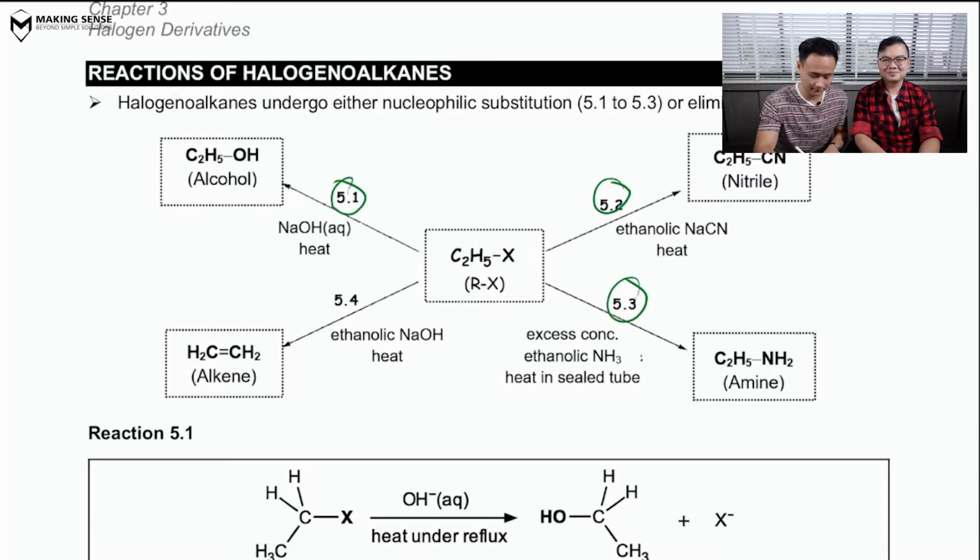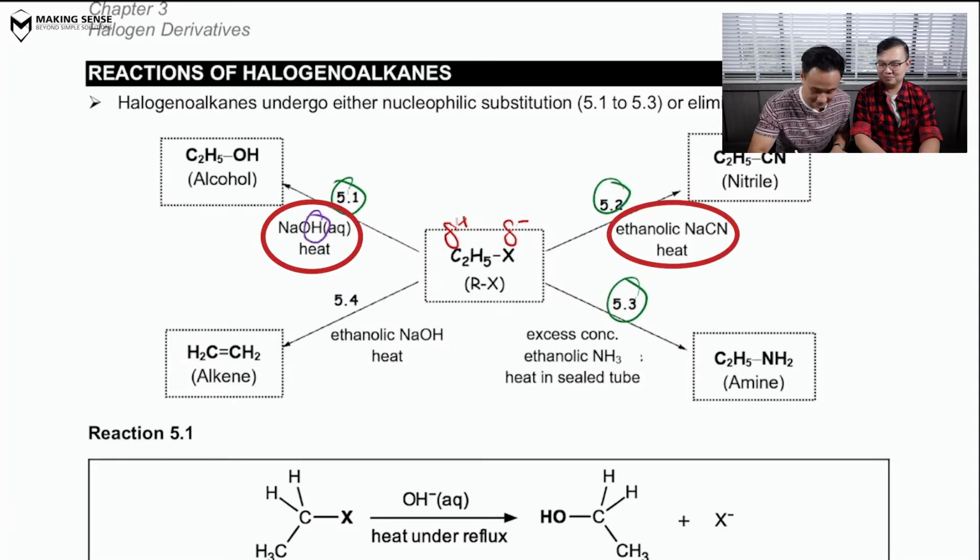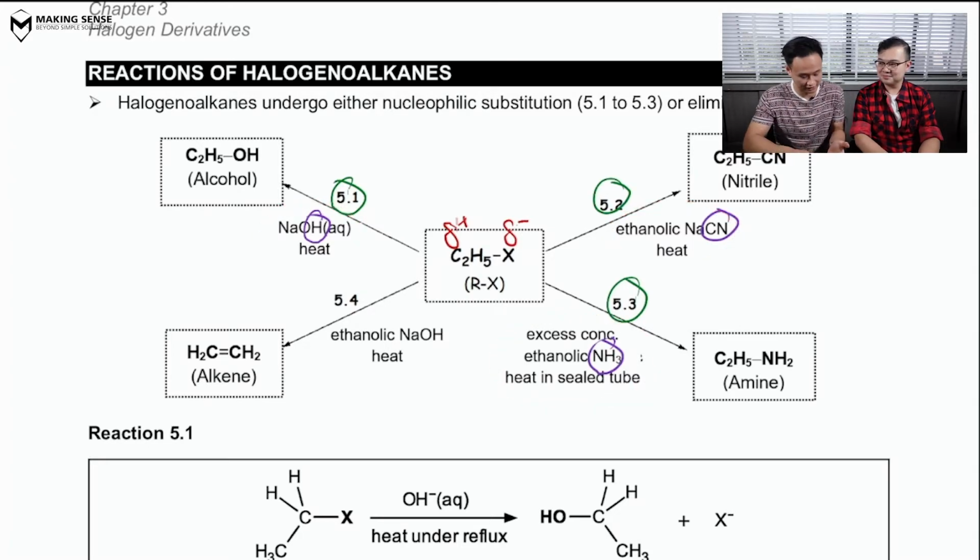I'm going to remind you again, the carbon that is directly attached to the electronegative halogen is electron deficient. So in 5.1 to 5.3, we have 3 different types of nucleophiles here. We have your OH minus nucleophile, we have your CN minus nucleophile, and we have your NH₃ nucleophile. Now, Mr. Leong, can you bring me through reaction 5.1, please?